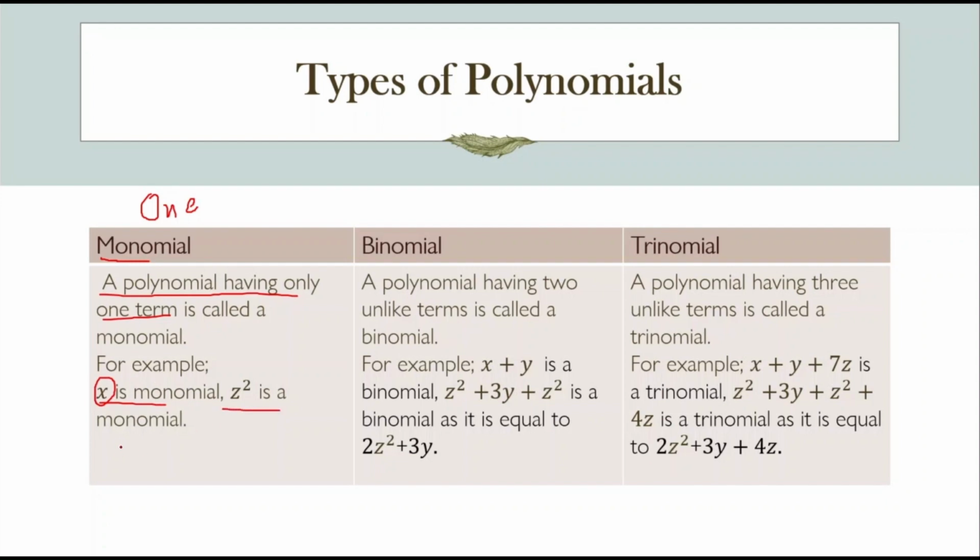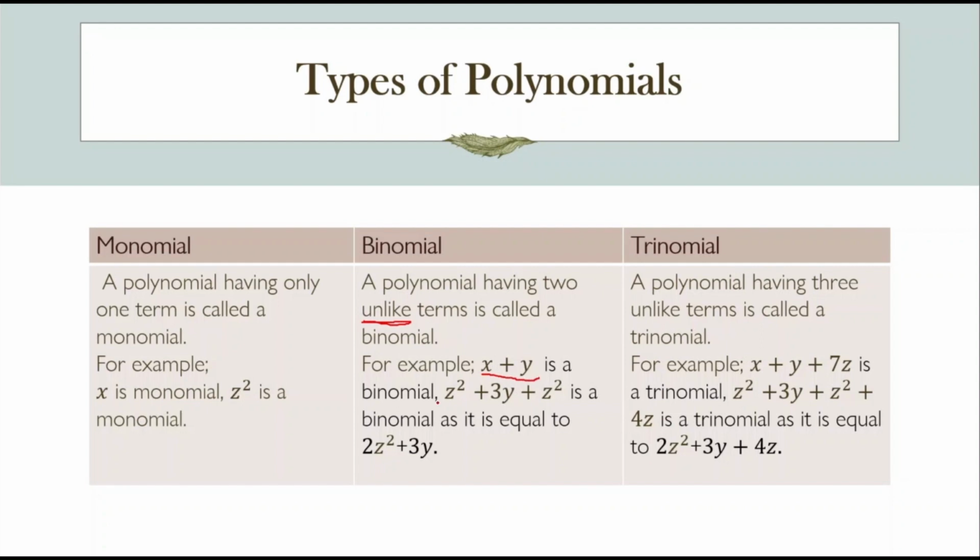Right? Second type is binomial. Again, whenever we see the word bi, it means they are talking about two entities. For example, a bicycle has 2 tires in it, right? So a polynomial having 2 unlike terms is called a binomial. Please focus on this thing, unlike terms. We have learnt about it in the previous slides. For example, x plus y is a binomial because it consists of 2 unlike terms.